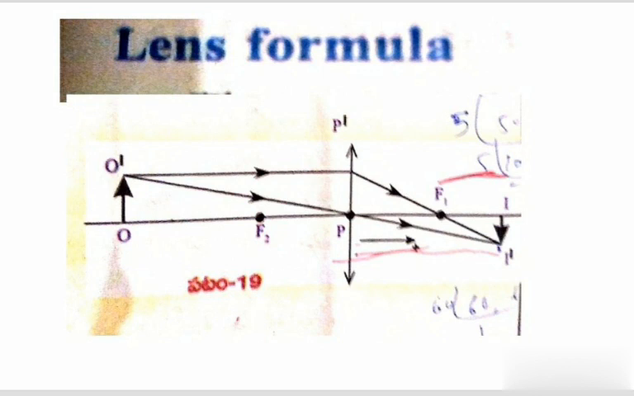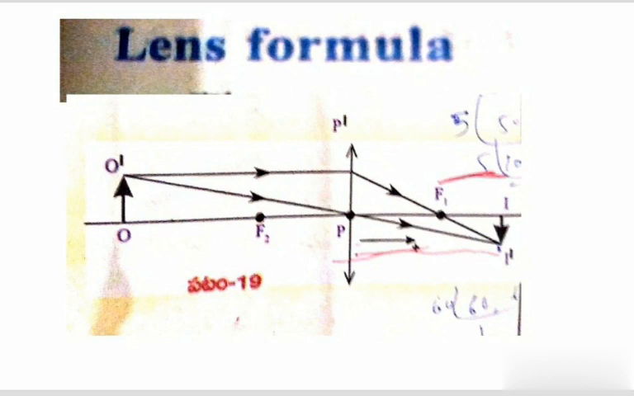Once you observe the figure, one more ray is there, passing through the optic center P. We already discussed in the previous class that any ray passing through the optic center P does not deviate; it follows the same path. So the second ray also starts from O dash, passes through the optic center, does not deviate and goes in a straight line. The first ray and second ray converge at one point.